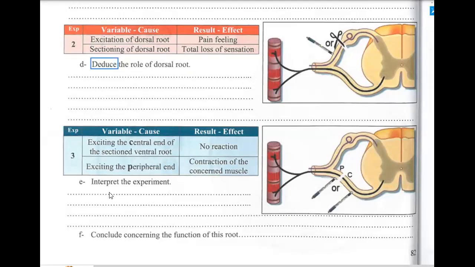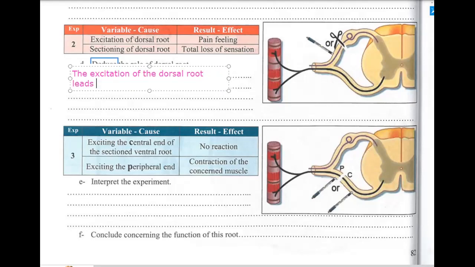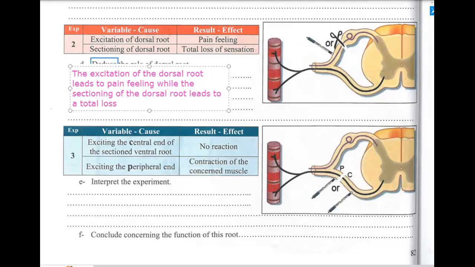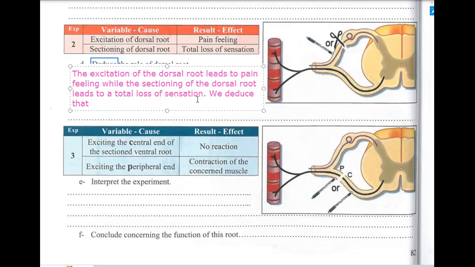We can analyze. The excitation of the dorsal root leads to pain feeling, while the sectioning of the dorsal root leads to a total loss of sensation. We deduce that the dorsal root plays a sensational role. You can also say that it carries the sensory messages.